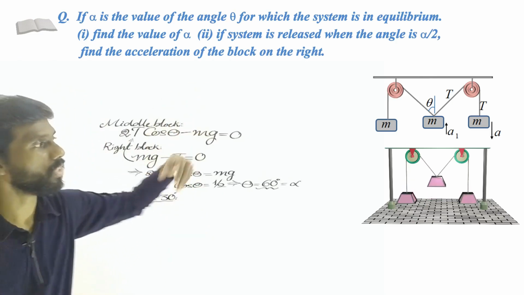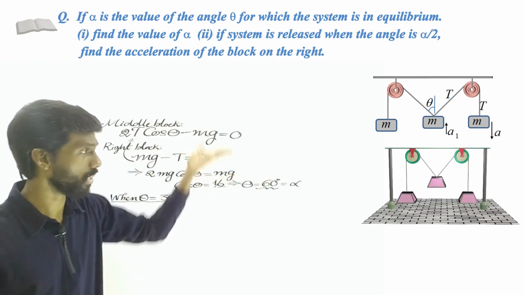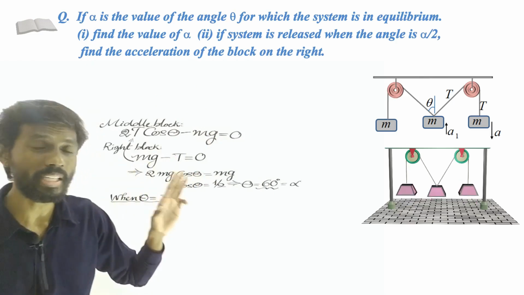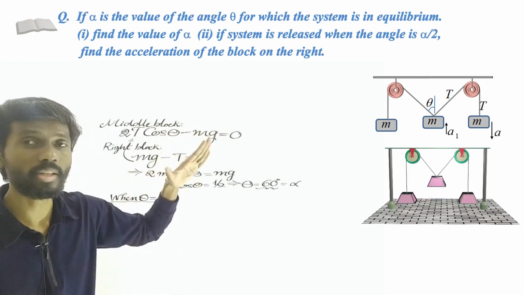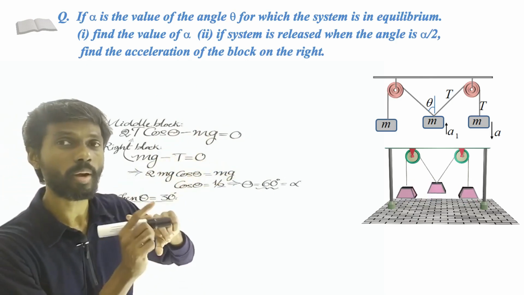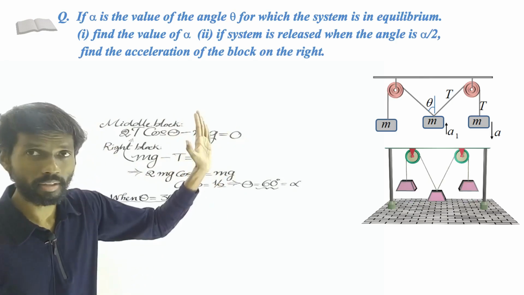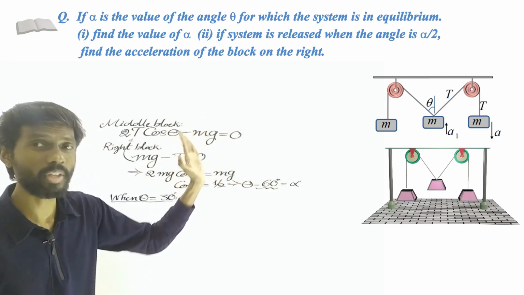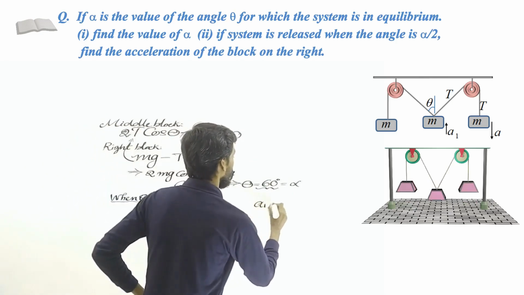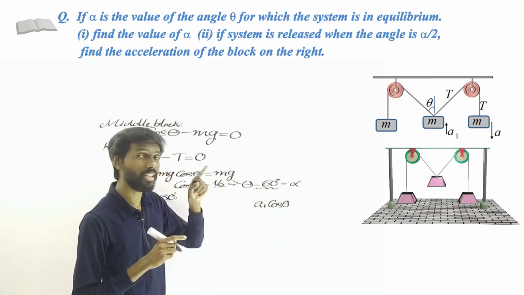First of all, like we did earlier, we have to find the relation between the accelerations. Suppose the acceleration of these two blocks is A, and the acceleration of the middle block is A1 in the opposite direction. We find the relation using the components of these accelerations in the direction of the string. What is the component of the acceleration in the upward direction along the string? That is A1 cos theta. So A1 cos theta is the acceleration component of the middle block along the string.